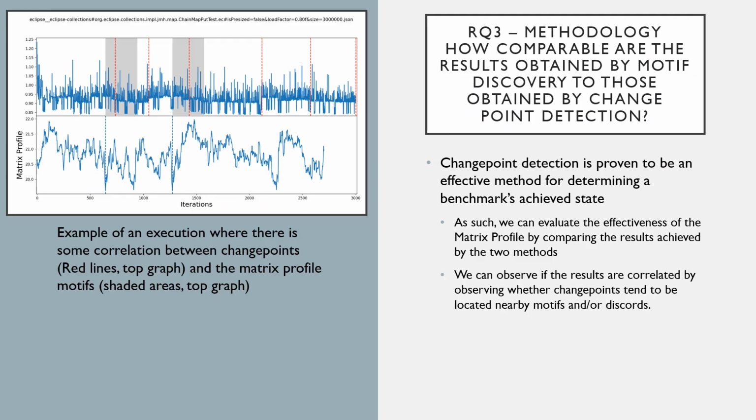For our third question, we decided to directly compare the two methods. Because change point analysis is a proven, useful method for state classification, we want to observe whether the matrix profile can find similar results. A correlation would be better if the change points are frequently located very close to or within the motif and/or discord windows. So on this example graph, we see 2 points where the change point is within the motif window.